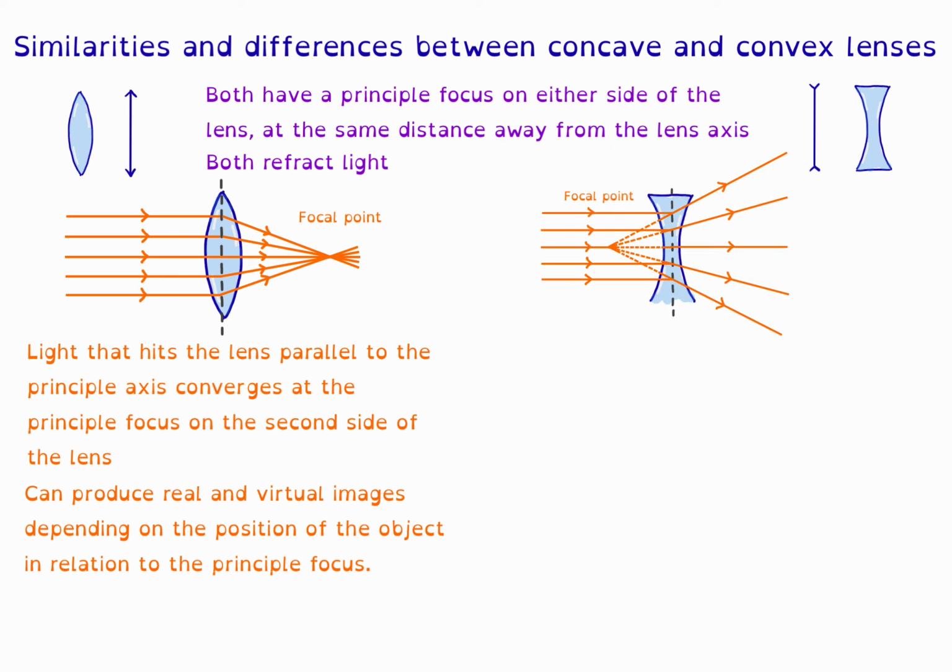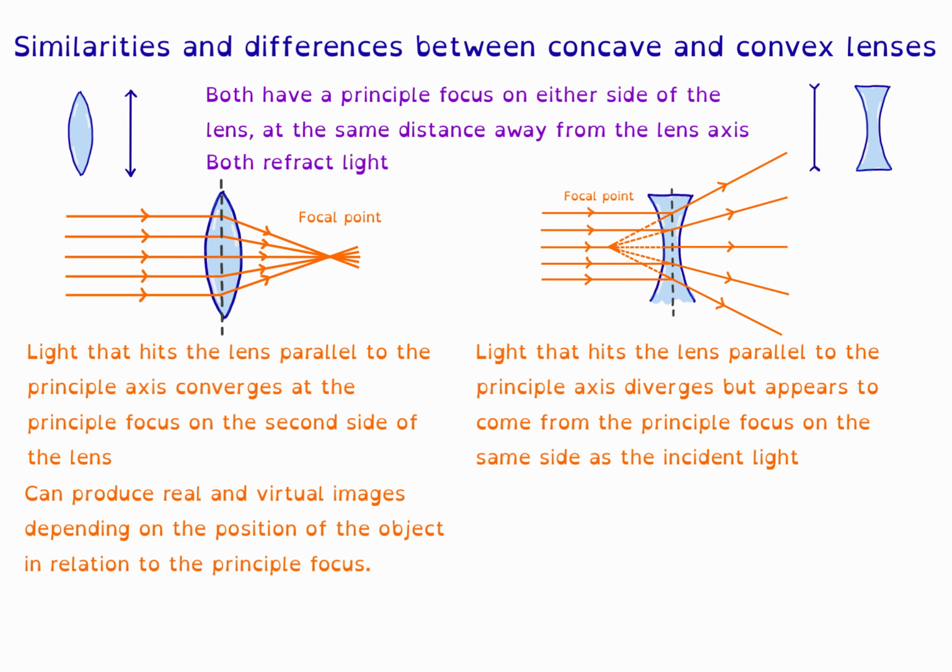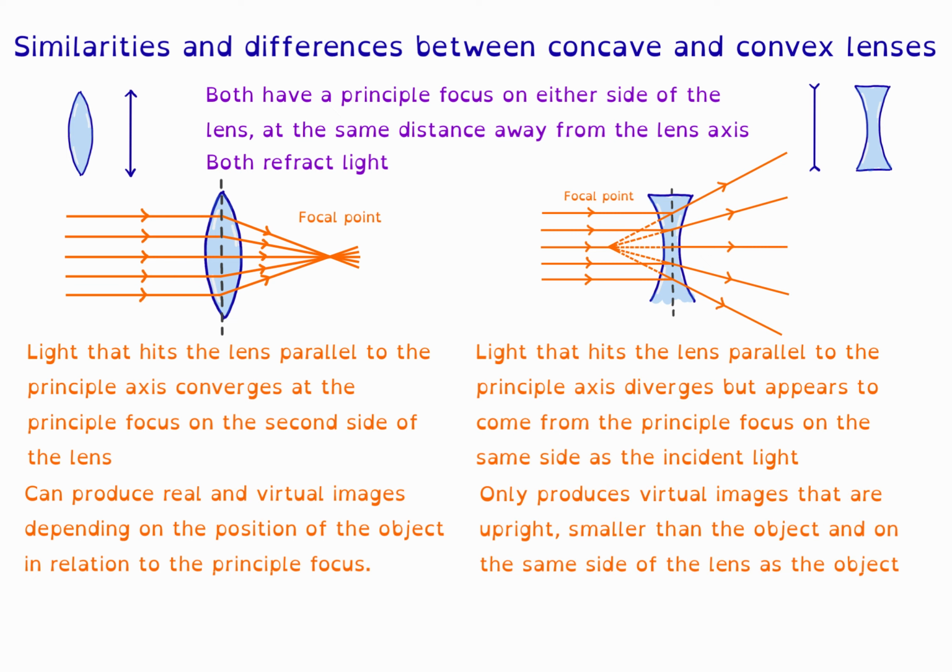In a concave lens, light that hits the lens parallel to the principal axis diverges, but appears to come from the principal focus on the same side as the incident light. It only produces virtual images that are upright, smaller than the object, and on the same side of the lens as the object.